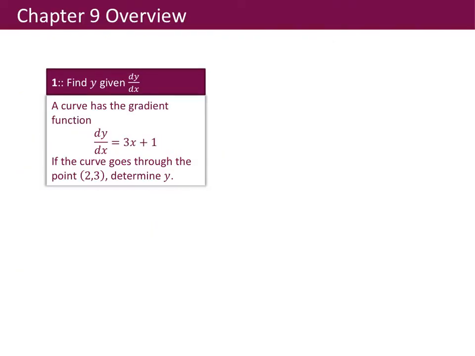So what we're going to essentially do when we integrate is we're going to find out what y is given the gradient function. So if we have the gradient function, we're going to integrate to find what y was. We will also then determine the equation of the curve. So as you can see here, a typical exam question is given the gradient function is this, find the curve that goes through the point 2, 3, determine y. So we've got the gradient function, we now want to find y equals.